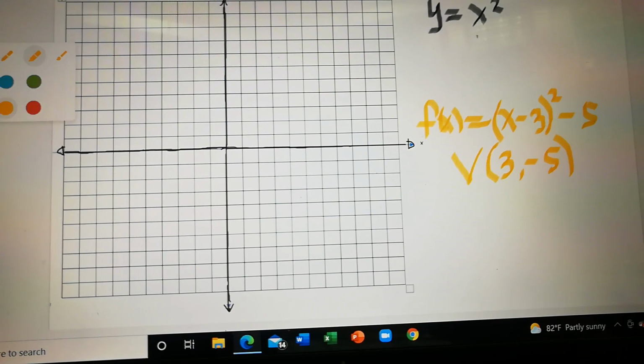So our vertex here is at 3, negative 5. 1, 2, 3. 1, 2, 3, 4, 5. So this is the coordinate of the vertex. Again, count 1 unit to the right, 1 unit upward. That is the plus 1. 1 unit to the right, 3 units upward. That is the plus 3. 1 unit to the right, 5 units upward. 1, 2, 3, 4, 5. That is the plus 5. So this is now the graph of the parabola.